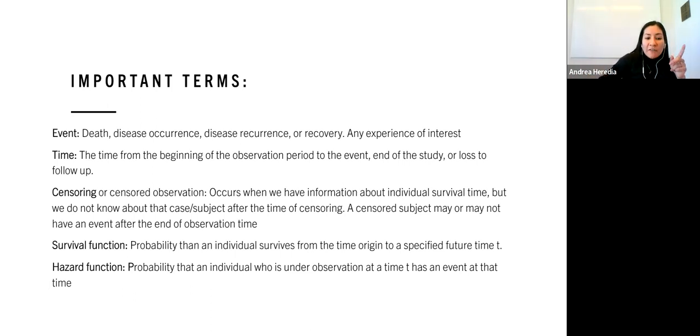So then we have the survival function and the hazard function. The survival function is the probability that an individual survives from the time origin to a specified future time. And the hazard function is the probability that an individual who's under observation at a time t has an event at that time. Something to pay attention to is that in contrast to the survivor function, which focuses on not having an event, the hazard function focuses on the event actually happening, actually occurring.